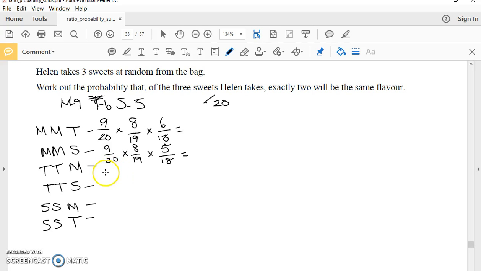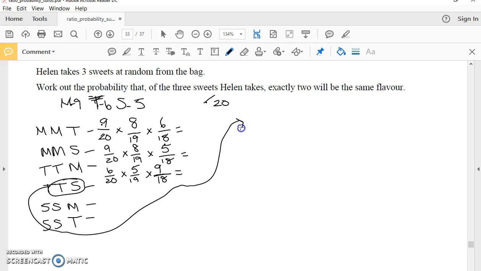Okay, toffee, toffee, mint, we're going to have 6 out of 20 times 5 out of 19 times mints, we've got 9 out of 18. And I'm just going to move this one up here so that I have a little more space. So we've got toffee, again, 6 out of 20 times 5 out of 19. And then sherbets, we've got 5 out of 18.